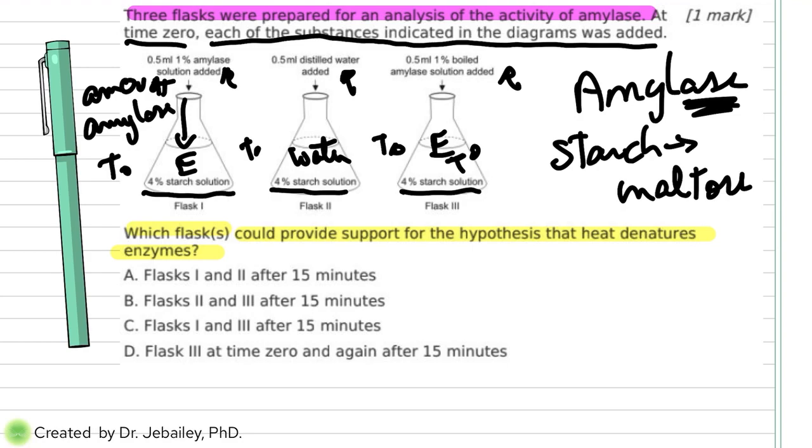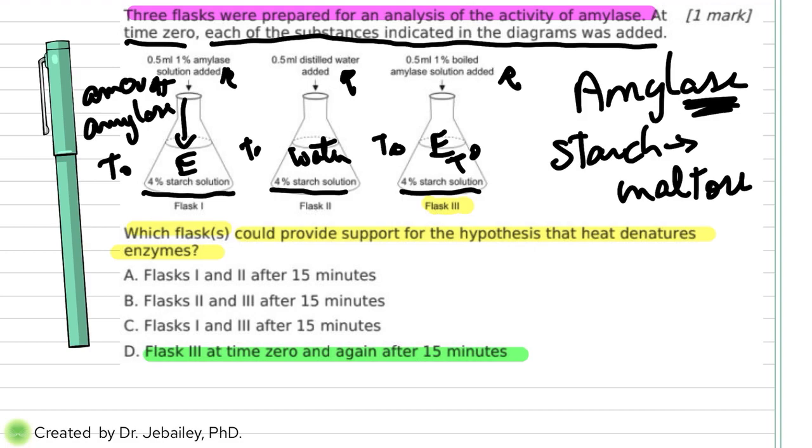is stopping the enzyme from working because of the heat. A lot of students will assume, oh, it's flask 3 because there's a temperature in there. Now, if you look at the options here, none of them just says 3, except for D. So this is where students usually will quickly say, oh, flask 3 at time 0 and again after 15 minutes. They jump to D. And this is where it is so wrong. Why is that? Because you have to think of the logic. They're asking which flask could provide support for the hypothesis that heat denatures the enzyme?